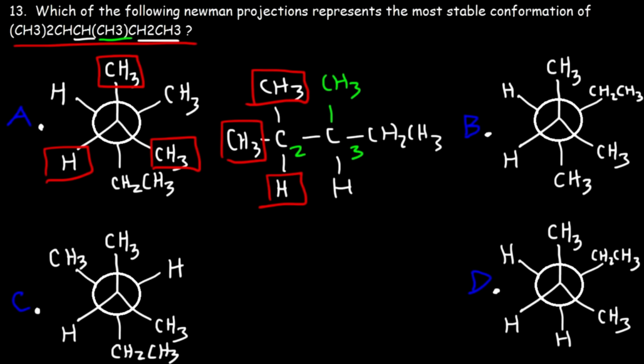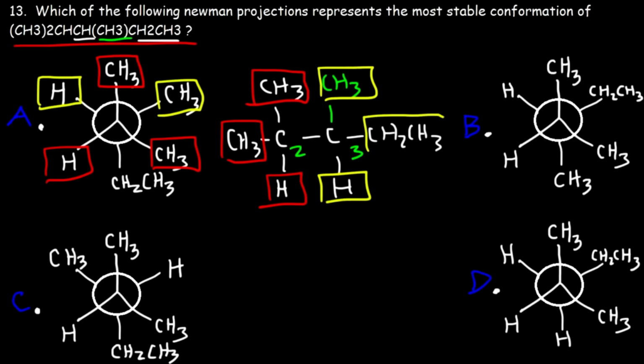So the C2 carbon is the one in the front. The C3 carbon is behind it. We can't see it. Now attached to the C3 carbon, I'm going to highlight it in yellow, we have a CH3 group, we have a hydrogen, and we have an ethyl group. So now you know how to turn a condensed structure into a Newman projection. So looking at A, B, and C, A, B, and C have the right number of carbons. However, D does not.